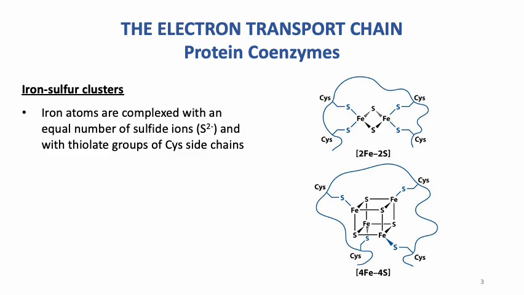The first group of these proteins are called iron sulfur proteins because they contain iron sulfur clusters. And this iron sulfur cluster is made up of iron atoms that are complexed with an equal number of sulfide ions. The two common types you see in the slide are 2Fe2S and 4Fe4S. And no matter what the type of the cluster is, they are always attached to 4 cysteine residues of the protein.